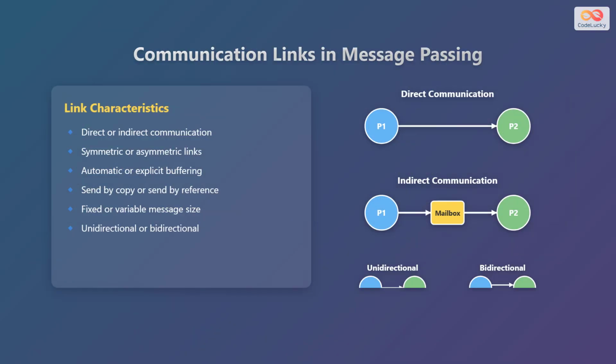Communication links in message passing have several key characteristics. These include direct or indirect communication, symmetric or asymmetric links, automatic or explicit buffering, send by copy or send by reference, fixed or variable message size, and unidirectional or bidirectional communication. With direct communication, Process 1 communicates directly with Process 2 through a direct link. With indirect communication, Process 1 and Process 2 communicate through a shared mailbox.